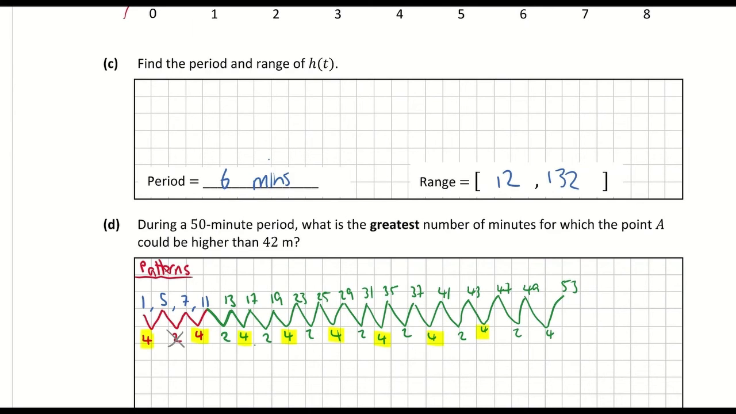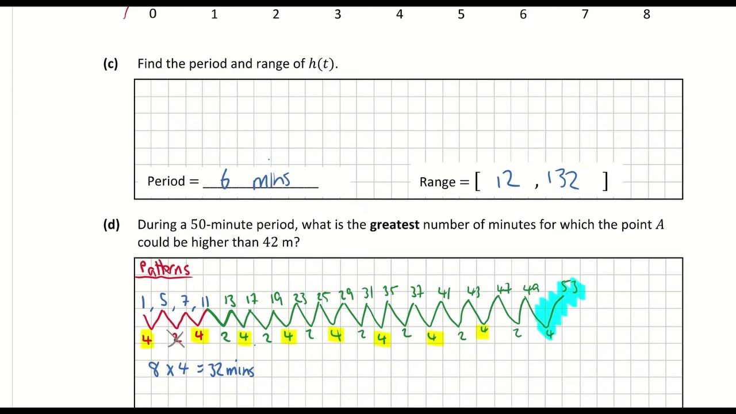So here I have 1, 2, 3, 4, 5, 6, 7, 8 4s highlighted. So I'm just going to go 8 by 4, which is 32 minutes. Next thing I need to do, I need to deal with this little corner going on over here because that's from 49 minutes to 51 minutes.